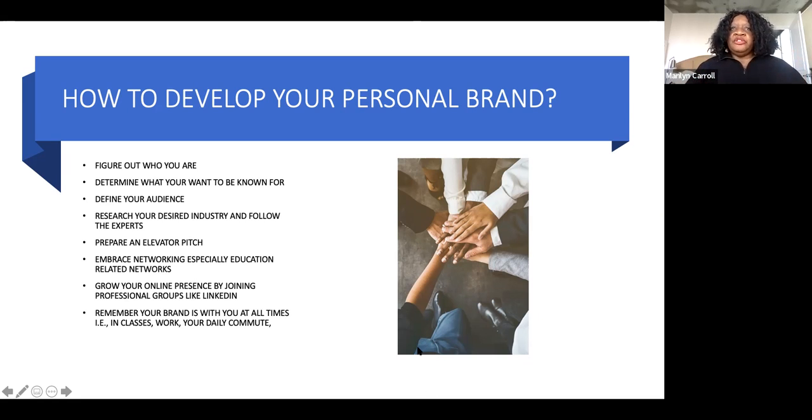Prepare an elevator speech. We all should have an elevator speech about ourselves and what we bring to the table, and be able to say it with a positive mindset. Embrace networking, especially education related and work related networks. You want to embrace those networks and get an opportunity to expand your network.